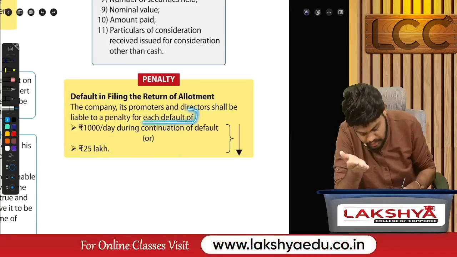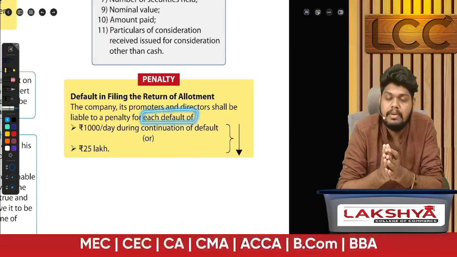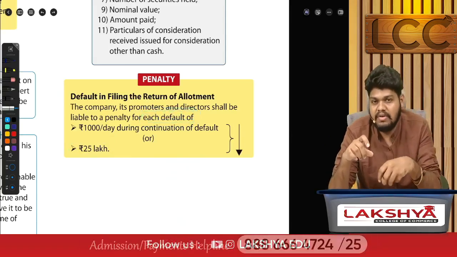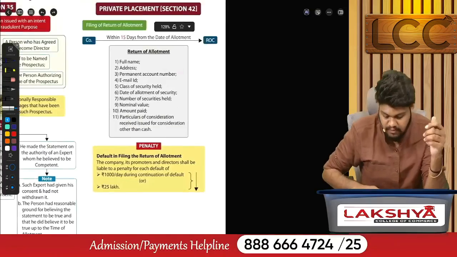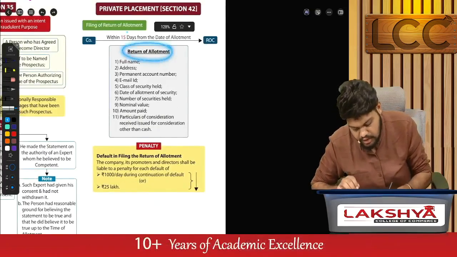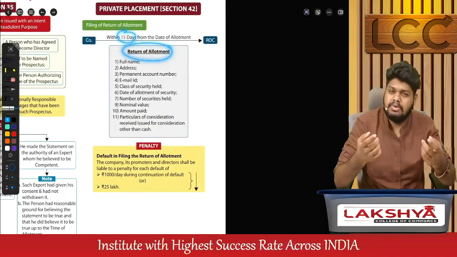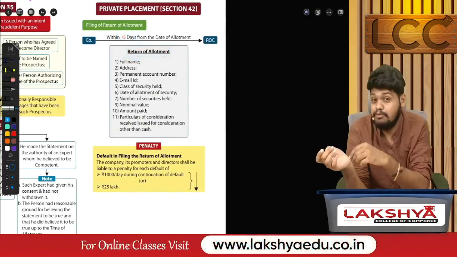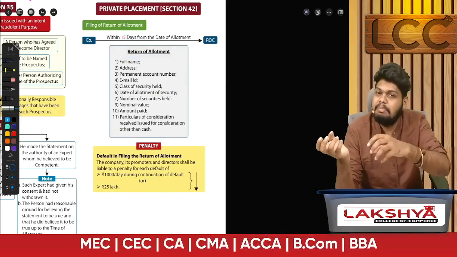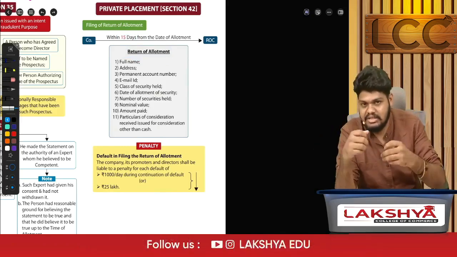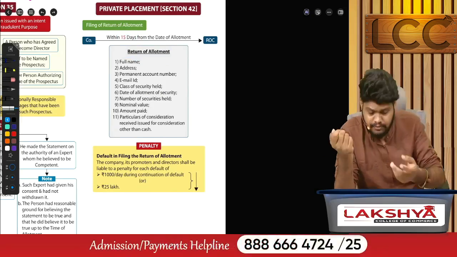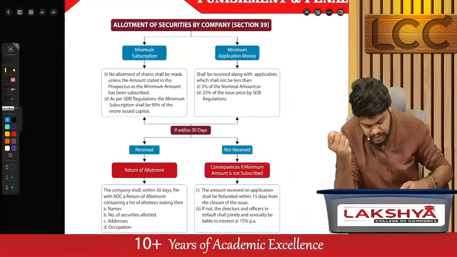It is not for the entire process. For each such default, we'll be imposing an amount of 1,000 per day or ₹25 lakhs, whichever is lower, when the company fails to file the return of allotment within 15 days. Remember, section 39 also has the same concept, return of allotment in case of public offer, where we had to submit the documents within a period of 30 days. Here we have to submit the documents within a period of 15 days.